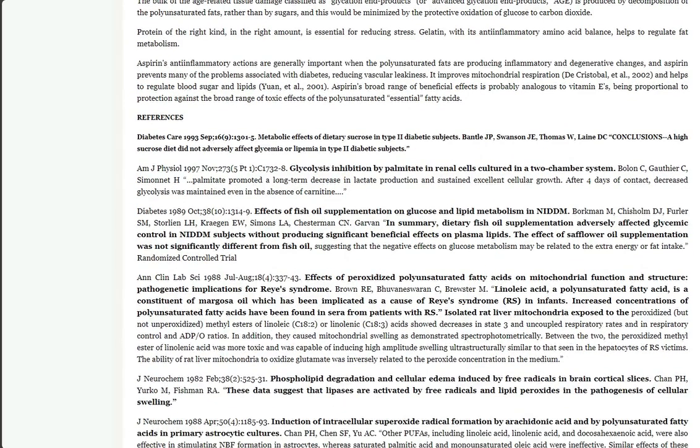Aspirin's anti-inflammatory actions are generally important when the polyunsaturated fats are producing inflammatory and degenerative changes, and aspirin prevents many of the problems associated with diabetes, reducing vascular leakiness. It improves mitochondrial respiration, there's a study there from 2002, and helps to regulate blood sugar and lipids. And there's another study from 2001. Aspirin's broad range of beneficial effects is probably analogous to vitamin E's, being proportional to protection against the broad range of toxic effects of the polyunsaturated "essential" fatty acids.